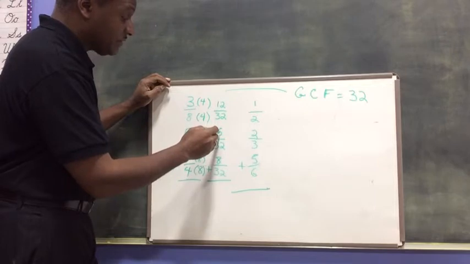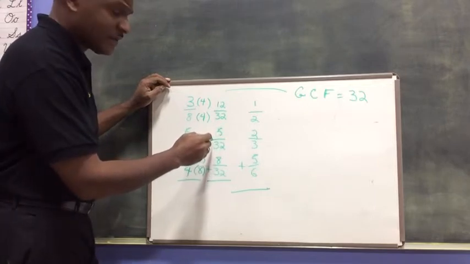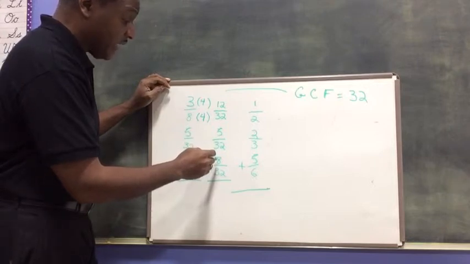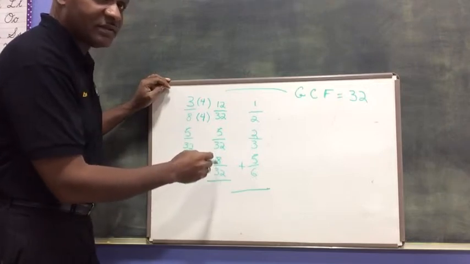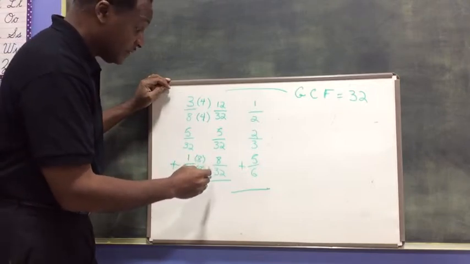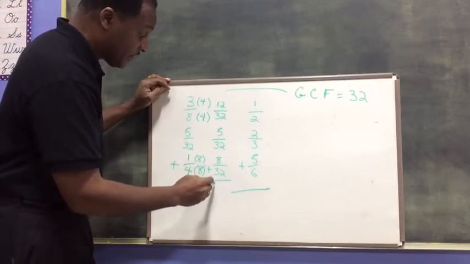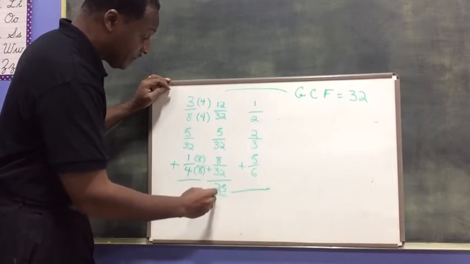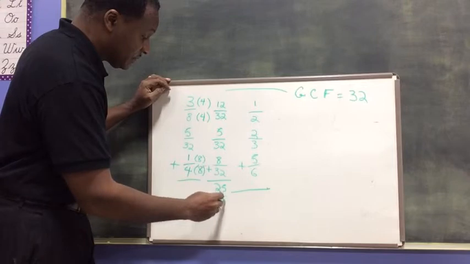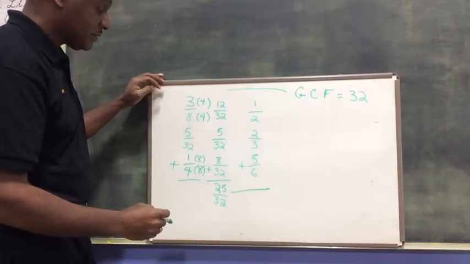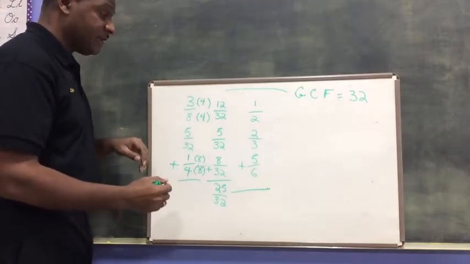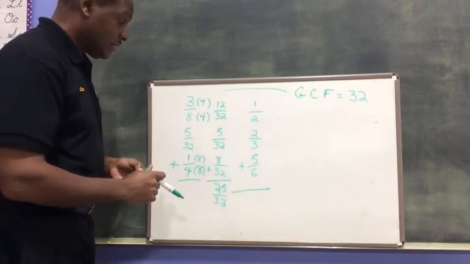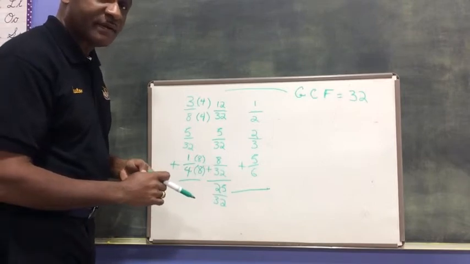12 plus 5 is 17, isn't it? And 17 plus another 8 would be what? Faith? 35? 25. Okay, so we got 25 over 32. So it equals 25 over 32. And that would be your answer for that. How many got that? Good.